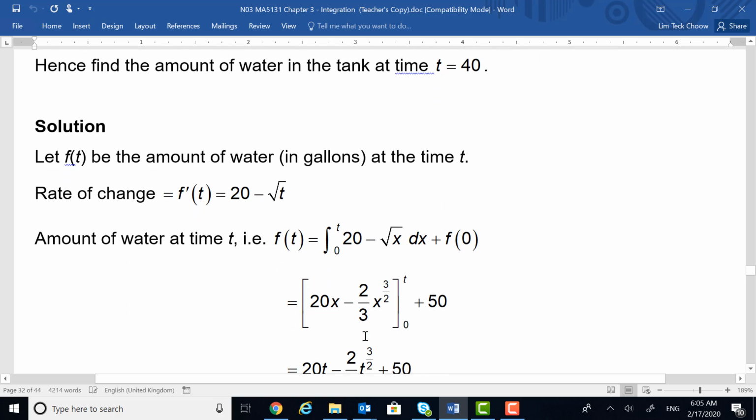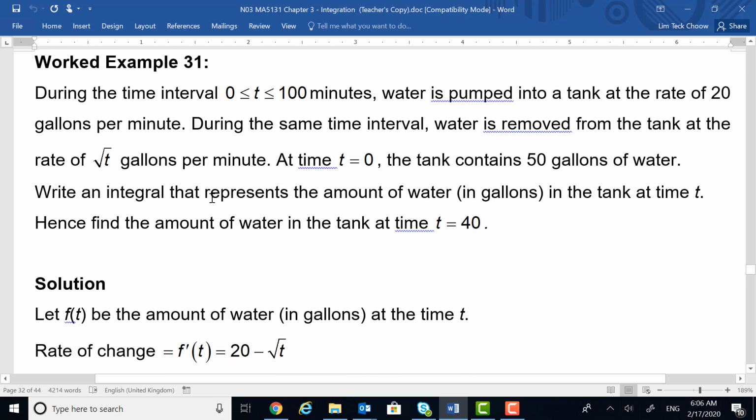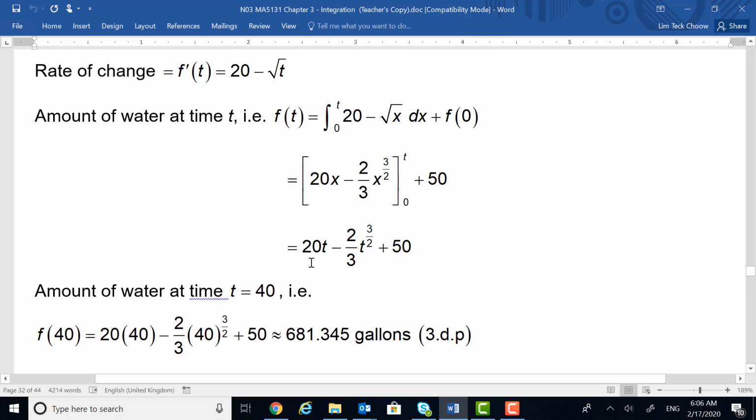And then upon integrating and putting the limits, you get that the amount of water inside the tank is equal to this expression. So for the first part, the question asks you for the integral that represents the amount of water in the tank at time t. Now to find the amount of water in the tank at t equals 40, which means F(40), you simply put t as 40 inside here, and then use the calculator to help you.